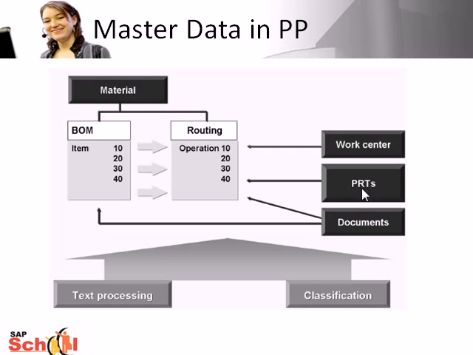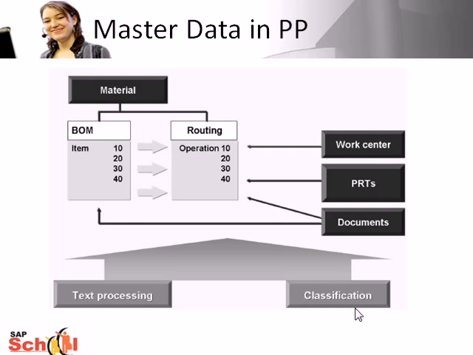PRTs are production resource tools. These are not directly consumed like tools, but help in assisting with the tool working. So for example, you may have production inspection tools that are needed for testing pumps, and you will need to create these in the system to use them. Documents are things like a technical drawing, a paper document, a photograph, etc., and these can be linked to materials or to BOMs or to routings. Text processing is used for creating and managing text data. So if you want to add a text to a material, giving a description, how to use the material, etc., that is covered by text processing.